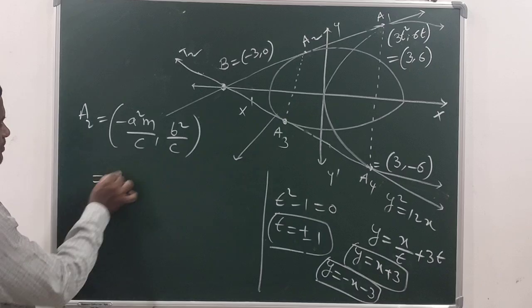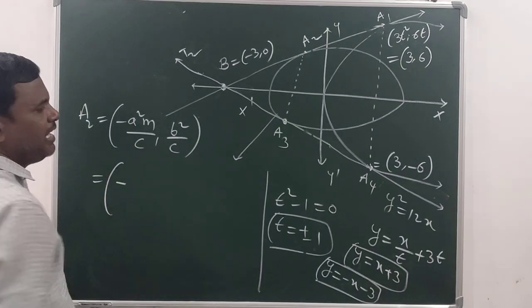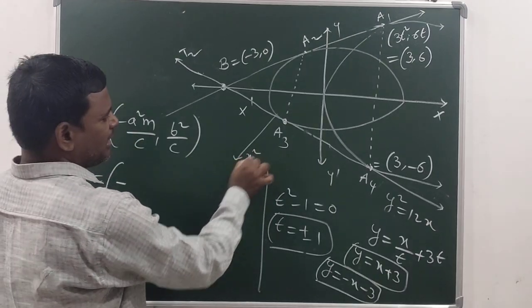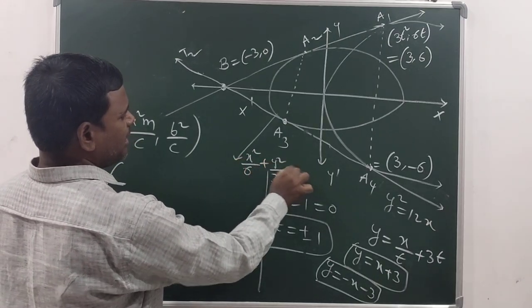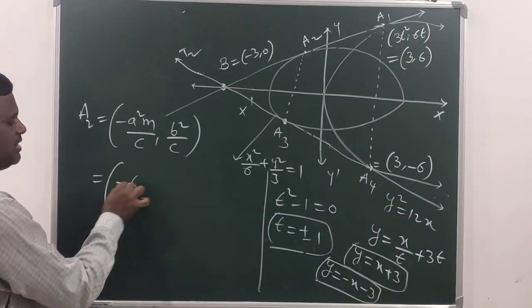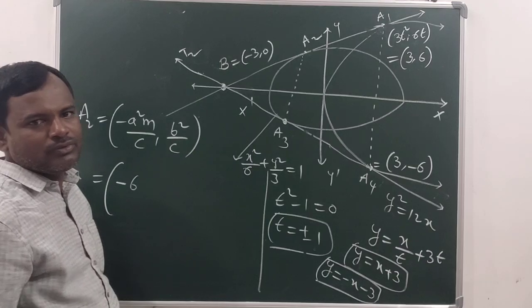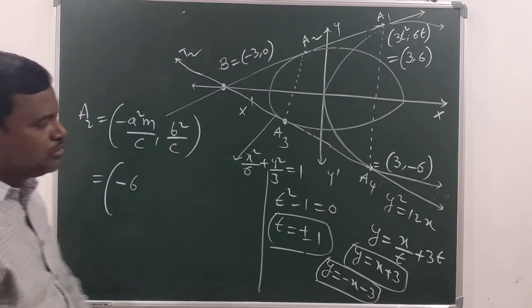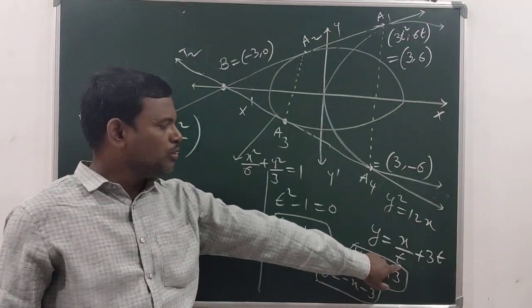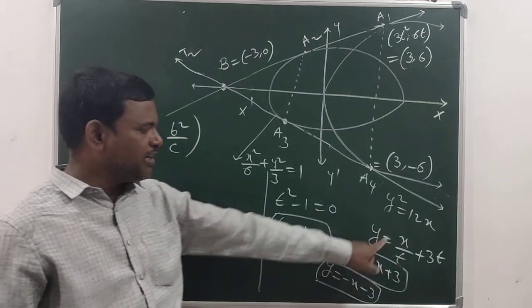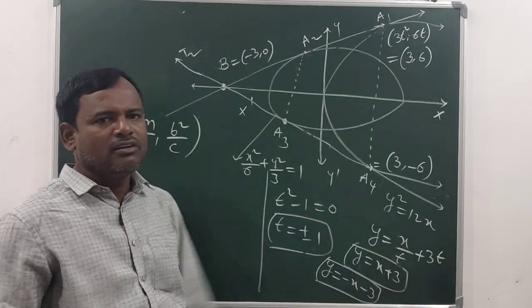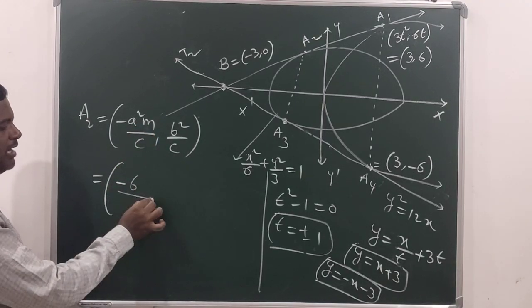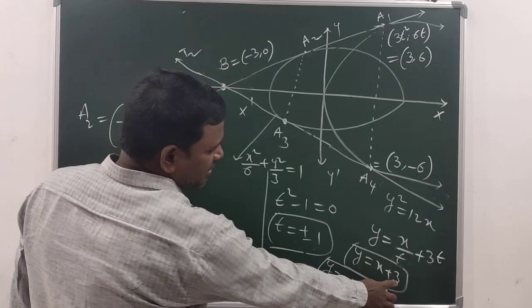Now see here, minus a square, a value, so in the ellipse equation given as 6. What is ellipse equation? X square by 6 plus y square by 3 equal to 1. Now a square value here 6 and m value, slope, so slope of the tangent, how much have we got? So here 1 by t, t value 1, so m value is 1, slope of the tangent 1 by t, no? So t value 1, if you write here, then it is going to be minus 6 into 1, minus 6 by c value. C value here 3.